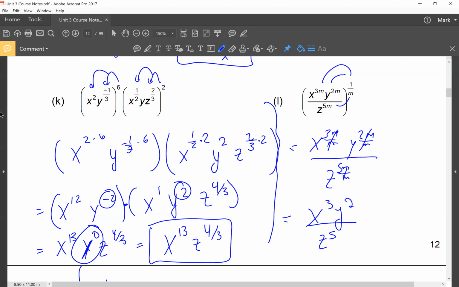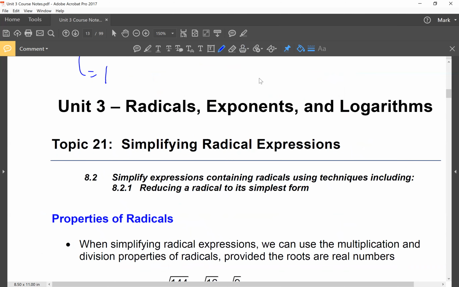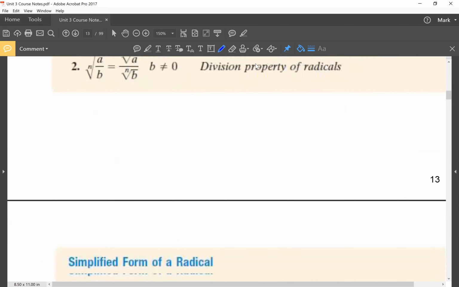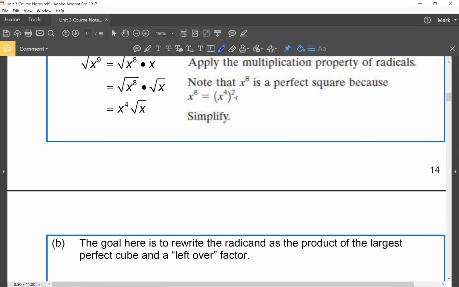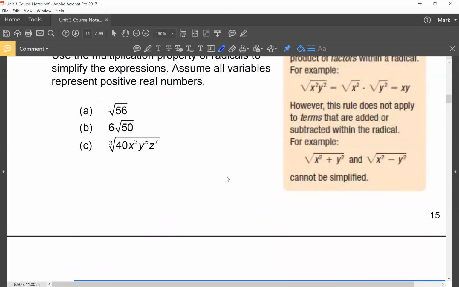All right. So let's do one more topic here at least. We'll look at topic number 21. Sorry, 1 second. Sorry, I'm just looking at the next topic.